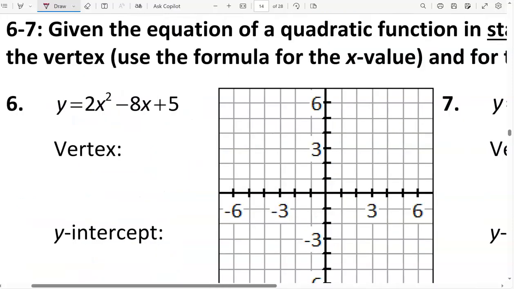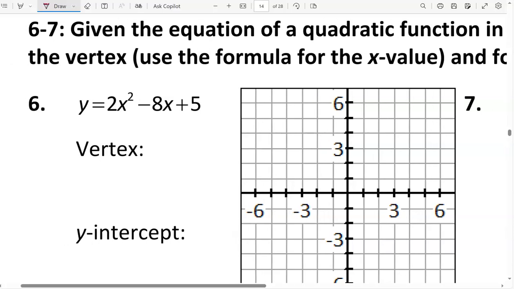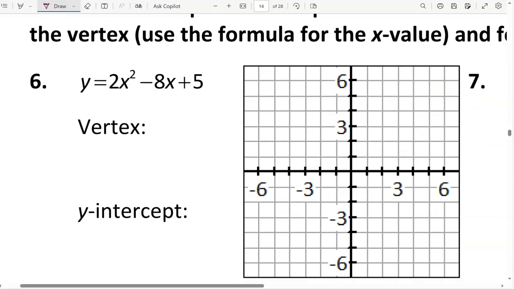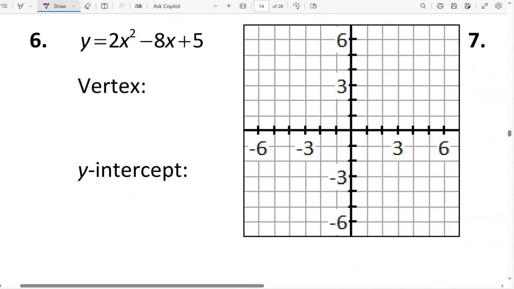In 6 through 7, we have an equation that's given to us in standard form. And so we can use -b over 2a to find the x value for the vertex. The opposite of b is 8, and 2a is 4, so that means our vertex x value is 2.